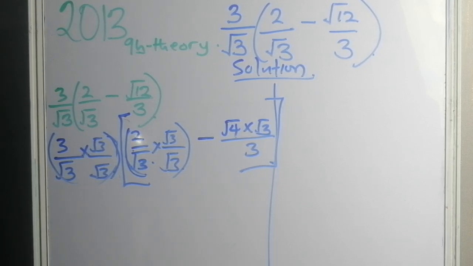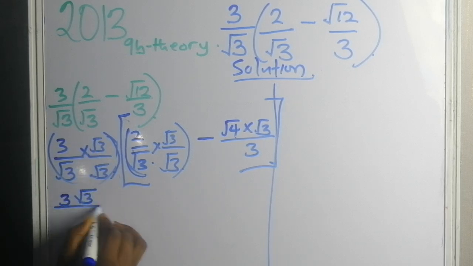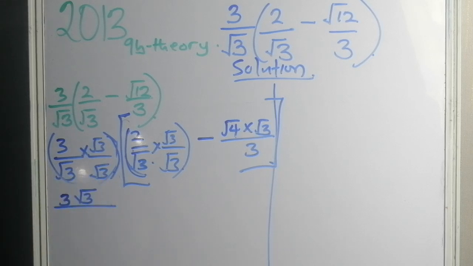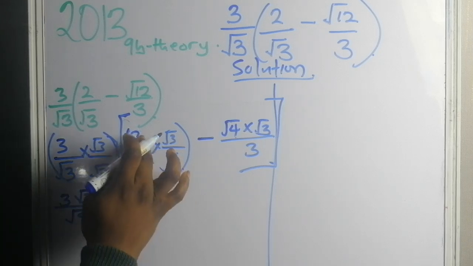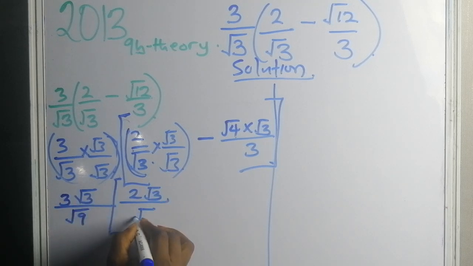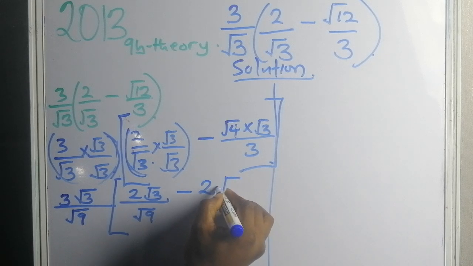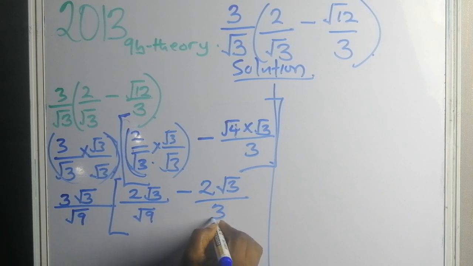So now from here, I can say that this is 3 root 3, 3 times 3 is 9. When you say 3 times 3, 9, you have square root of 9. So let me jump steps. The same thing happens here. 2 root 3, 3 times 3, square root of 9, minus the square root of 4, which is 2. So that is 2 root 3 over 3.